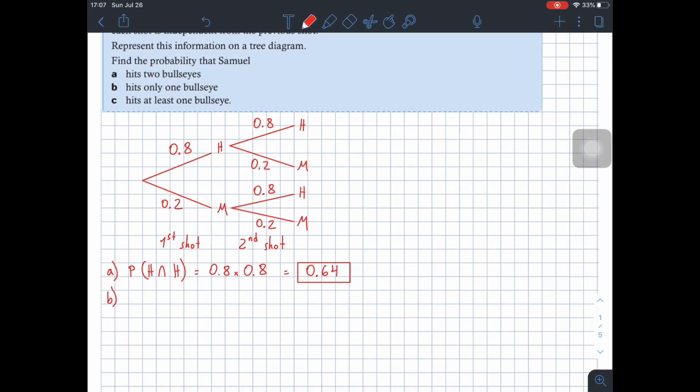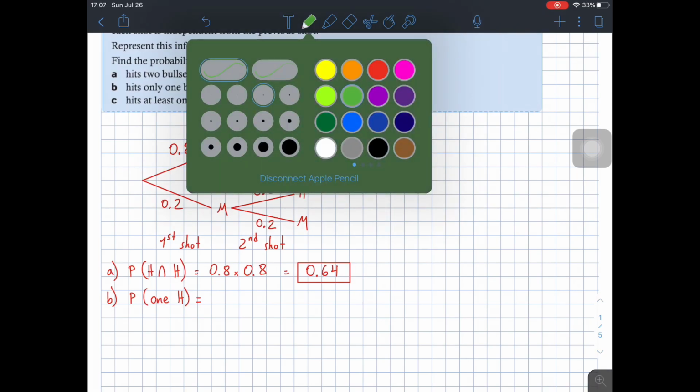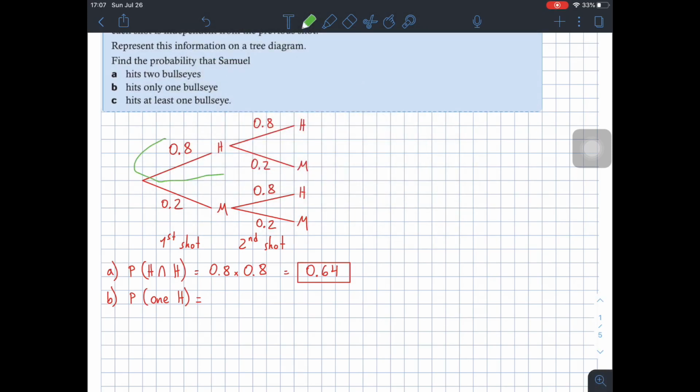Okay, part B. Hits only 1 bull's eye. So the probability of that would be 1 hit, right? 1H. So in this particular case, we have different possibilities, right? One possibility would be going hit first and then miss, and then the other possibility is missing first and then hitting, right? So there are 2 different paths.